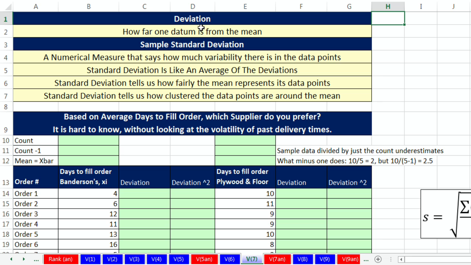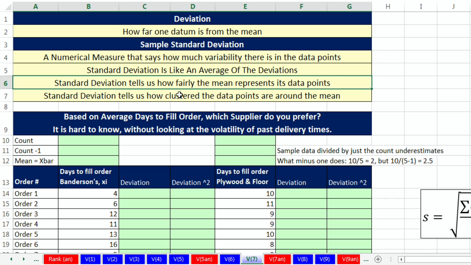Now, a deviation is how far one datum is from the mean. It just means our particular value, how far is it from the mean. So for each one of the sample points, we're going to calculate that deviation. Is it below the mean or above the mean? Then sample standard deviation will give us a numerical measure that says how much variability there is in the data points. You can think of standard deviation as an average of all of the deviations. And as we do our step-by-step calculation, we'll see that that's exactly what we're doing.